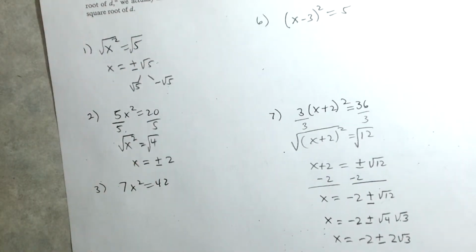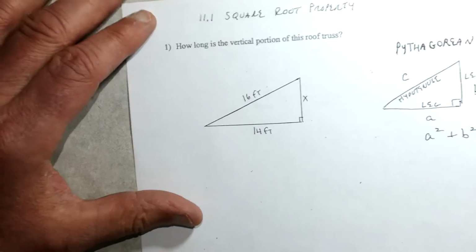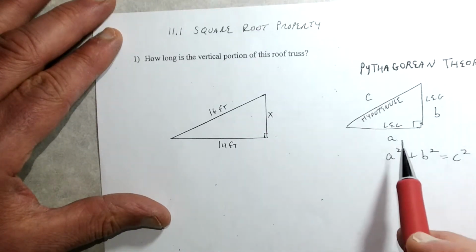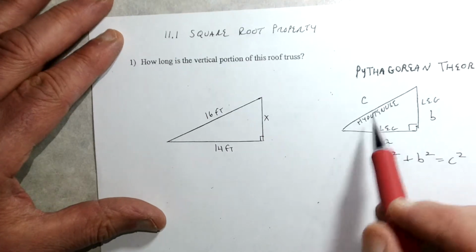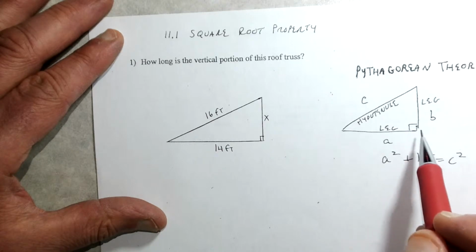All right, let's take a look on the other side, and we'll take a look at a couple of application problems. And one application of the square root property is solving Pythagorean theorem problems, and that has to do with a right triangle, meaning the triangle has a 90-degree angle in it.